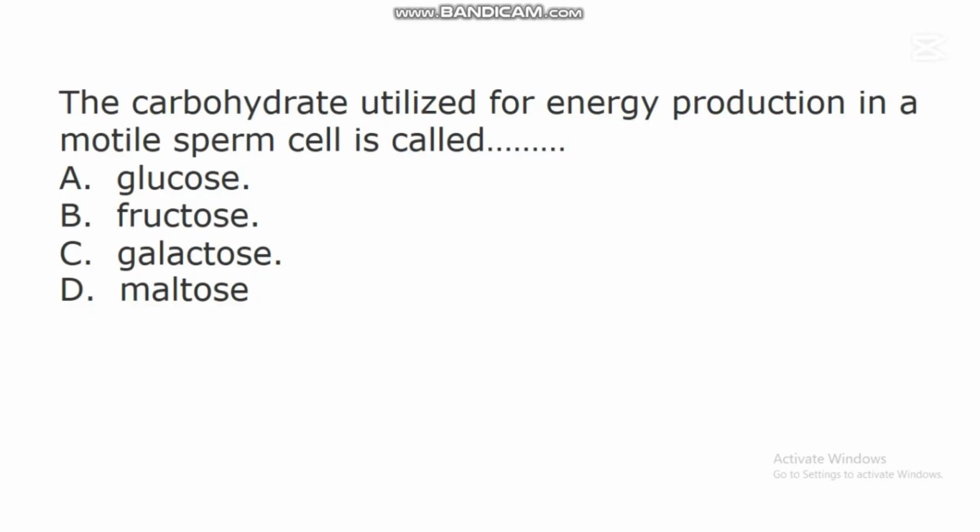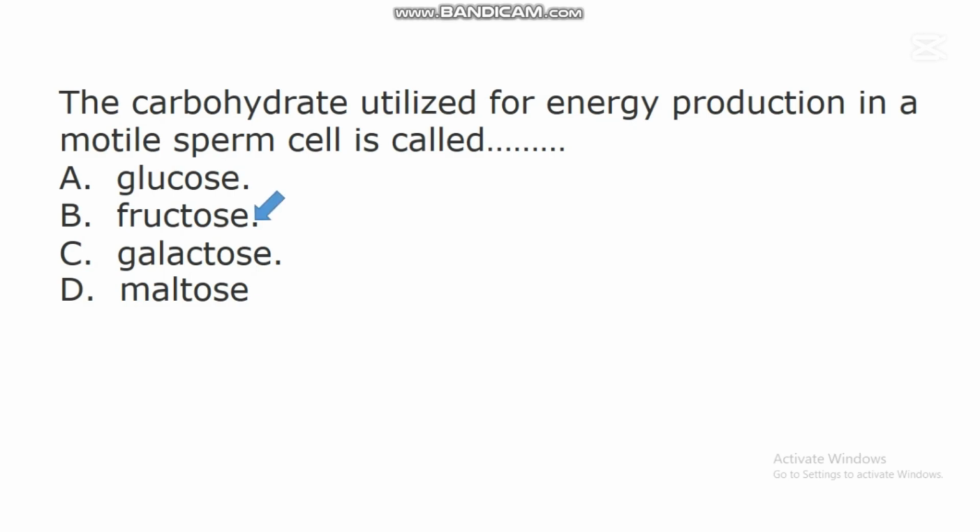The next question says, the carbohydrate utilized for energy production in a motile sperm cell is called dash. A. Glucose. B. Fructose. C. Galactose. D. Maltose. In this question, the correct answer is B.